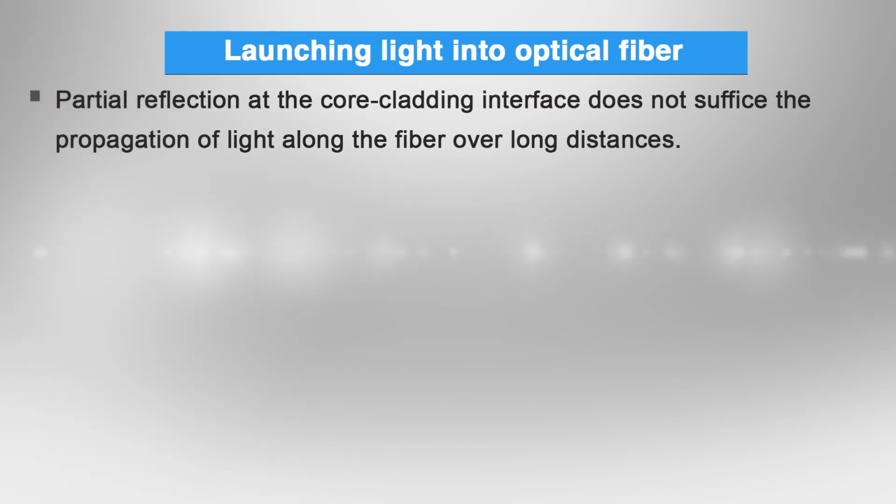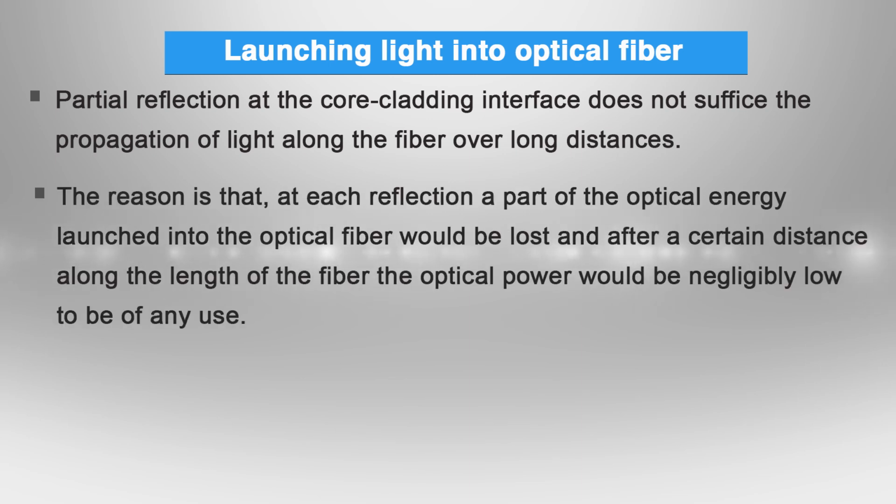Partial reflection at the core cladding interface does not suffice for the propagation of light along the fiber over long distances. The reason is that at each reflection, a part of the optical energy launched into the optical fiber would be lost, and after a certain distance along the length of the fiber, the optical power would be negligibly low to be of any use.